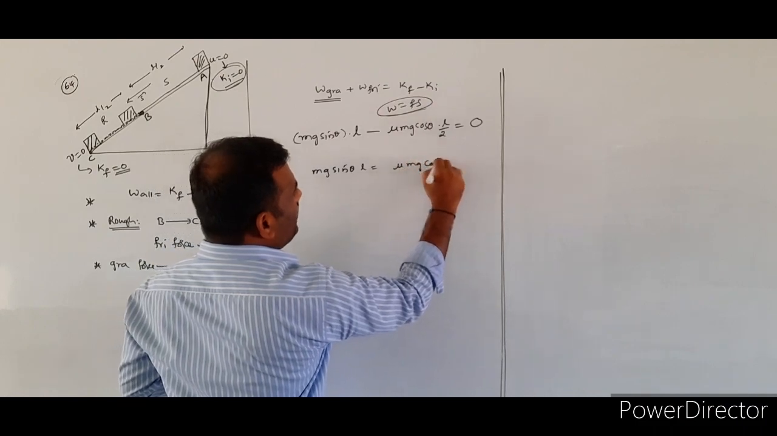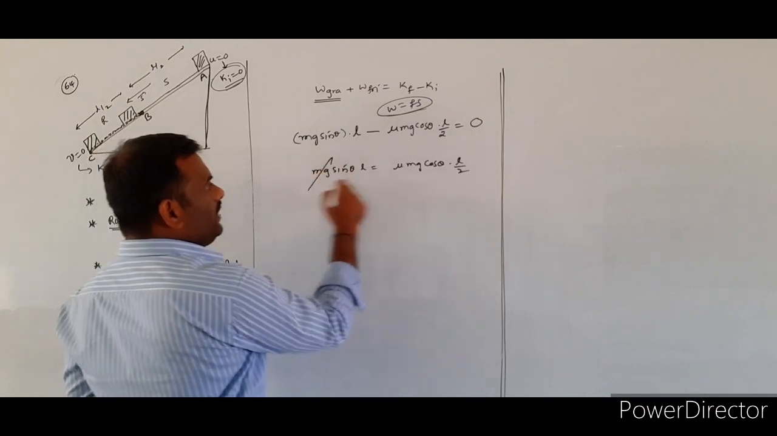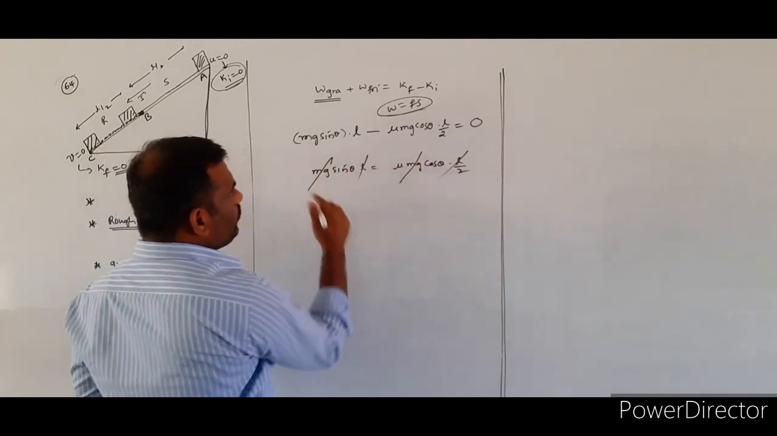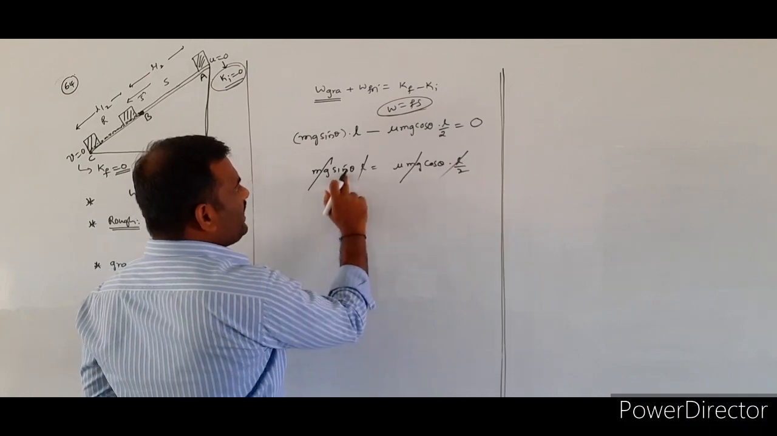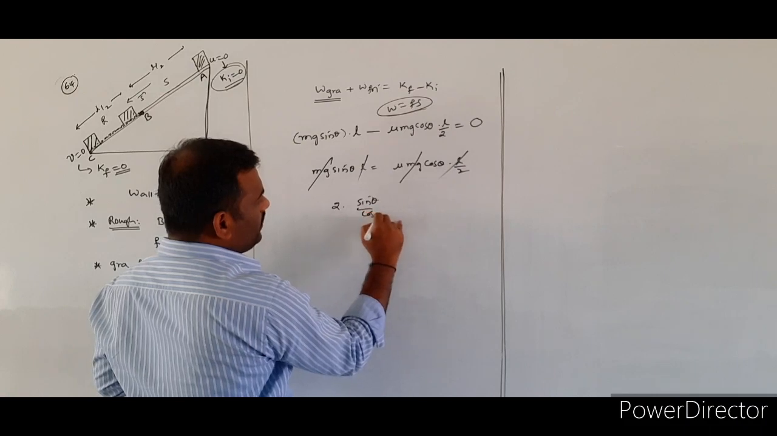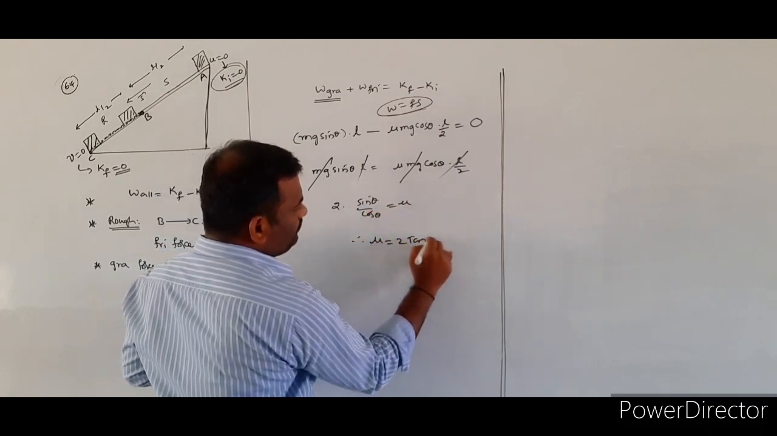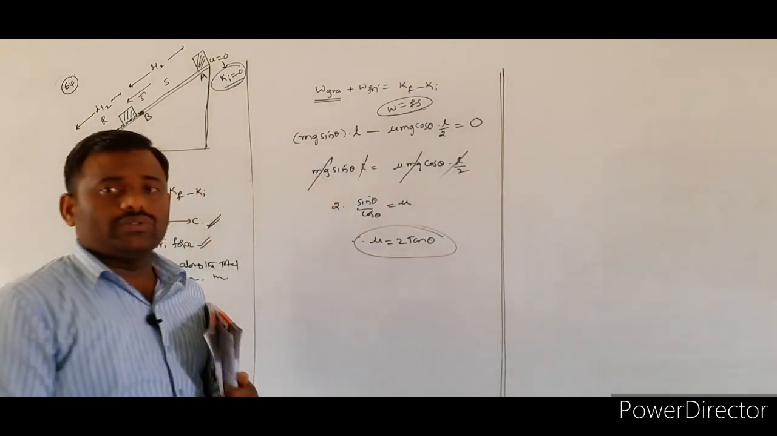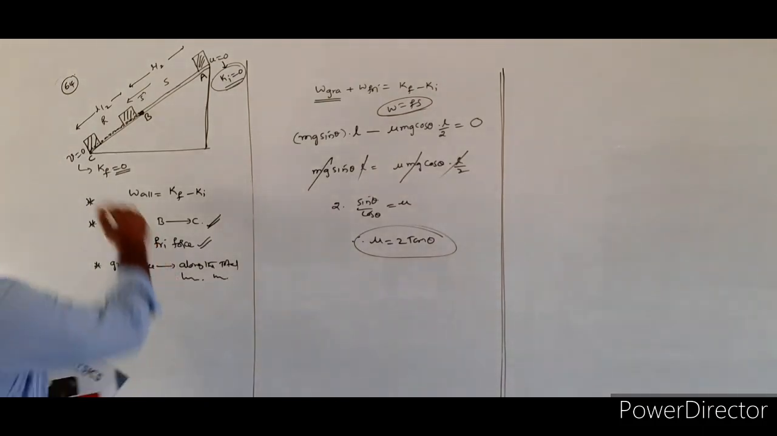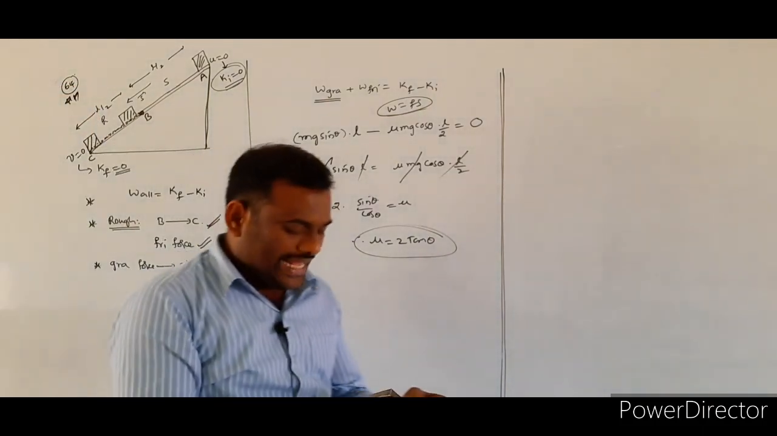Now we will write mg sin theta into L is equal to mu mg cos theta into L by 2. mg cancels, L cancels. See here, 2 will be cross multiplied: 2 into sin theta by cos theta is equal to mu. Therefore, mu is equal to 2 tan theta. Very important numerical, standard one. So the answer is the first option, mu is equal to 2 tan theta.